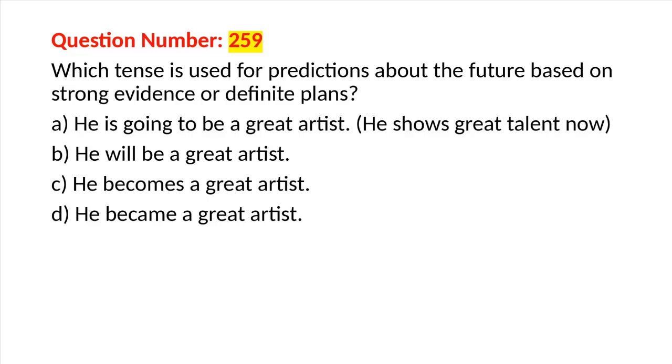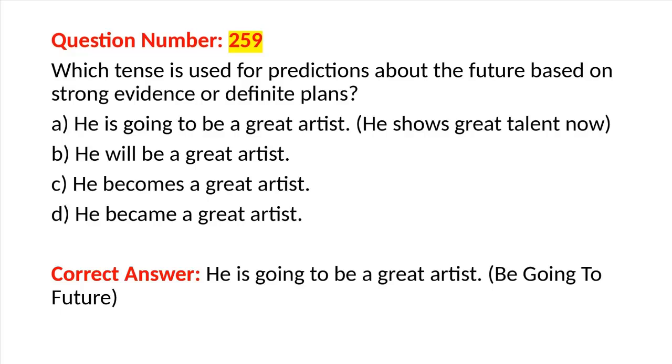Question number 259. Which tense is used for predictions about the future based on strong evidence or definite plans? A. He is going to be a great artist. He shows great talent now. B. He will be a great artist. C. He becomes a great artist. D. He became a great artist. Correct answer, he is going to be a great artist. Be going to future.